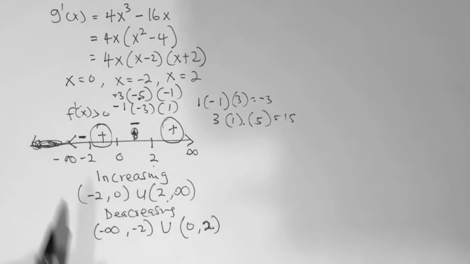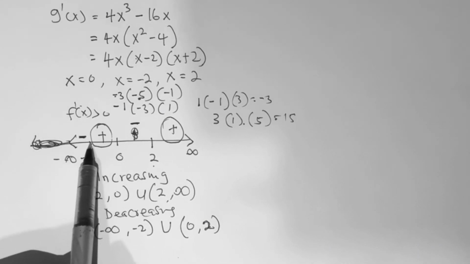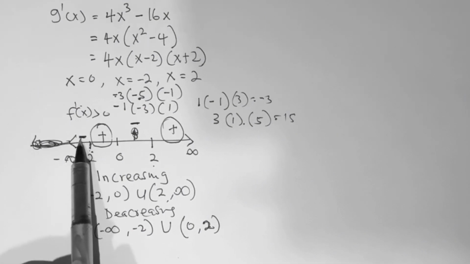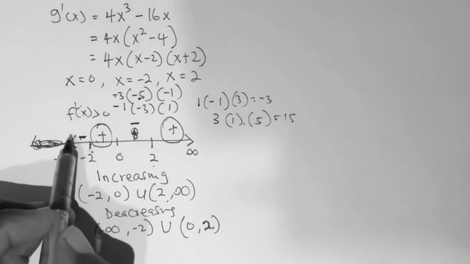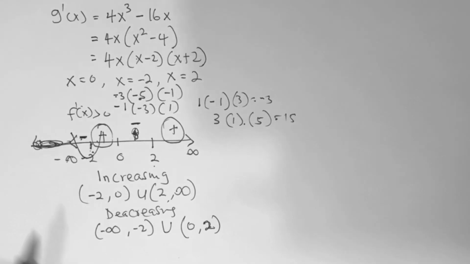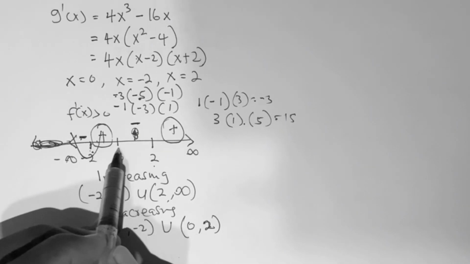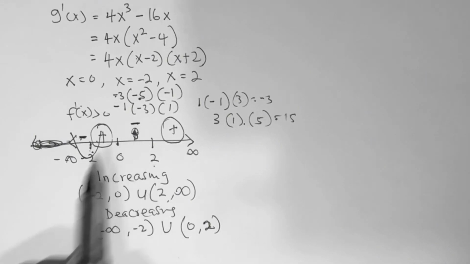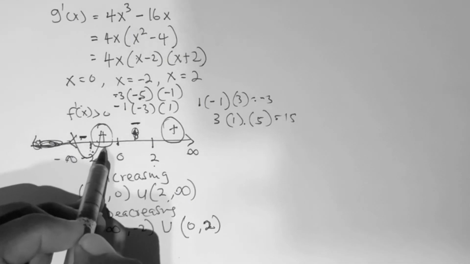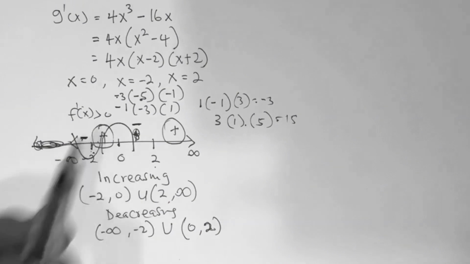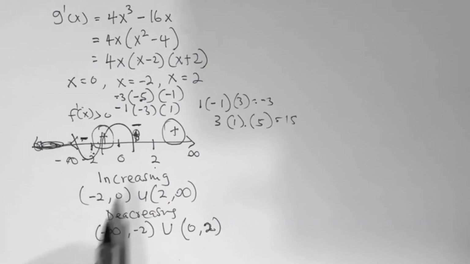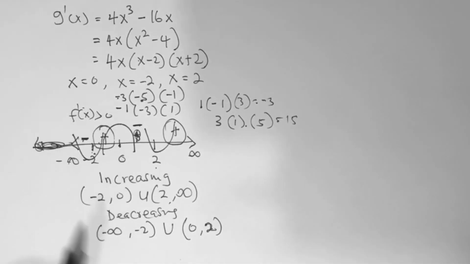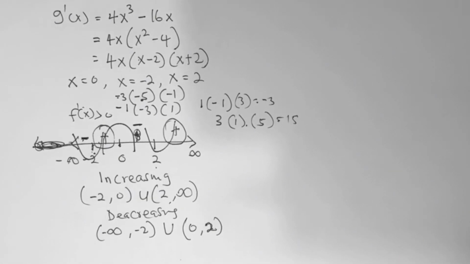Now, you see that at this critical point, we are moving from negative to positive. So we are talking about a local minimum. And at this critical value, we are moving from positive to negative. So we are talking about a local maximum. And then we are moving from negative to positive. So we are talking about a local minimum at that critical point.